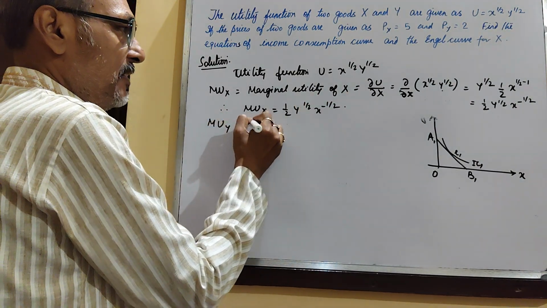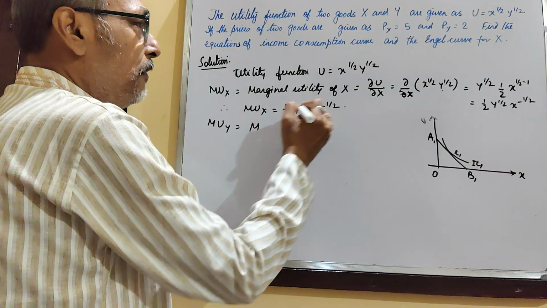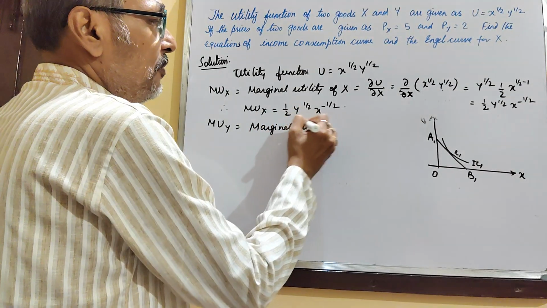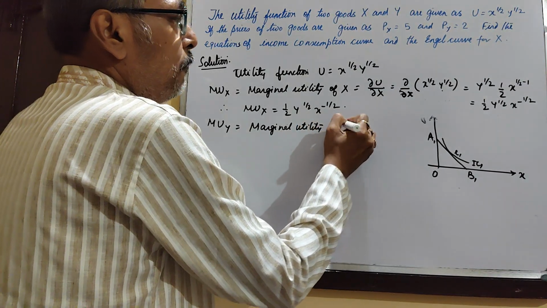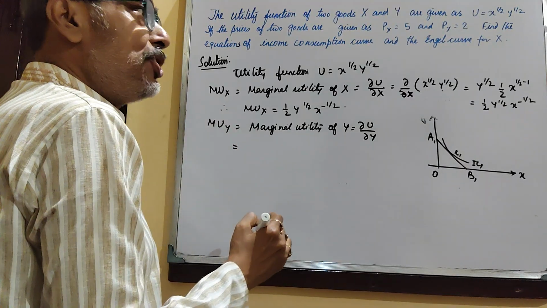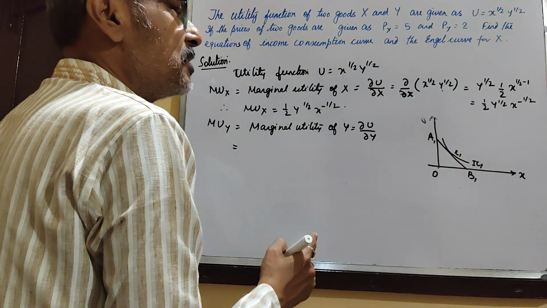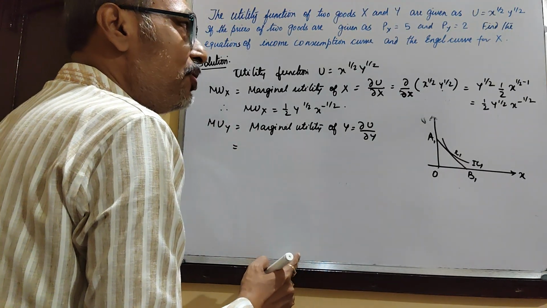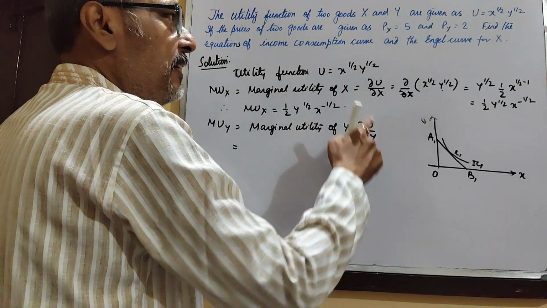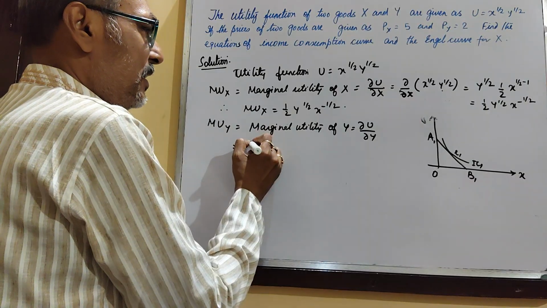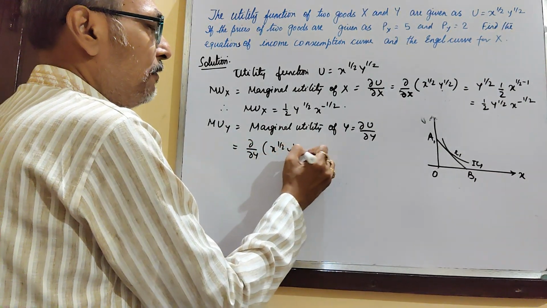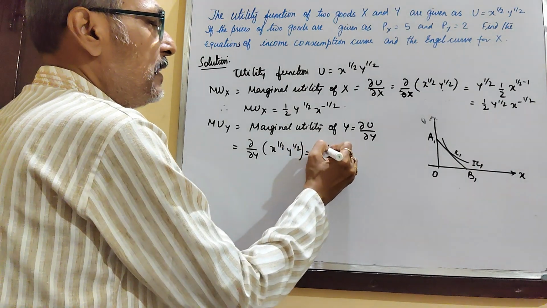Similarly, mu y is marginal utility of y. This is del u by del y. This is the partial derivative of u with respect to y. That is, we differentiate u with respect to y, keeping x constant. That is del by del y of x to the power half, y to the power half. Now x to the power half is constant.